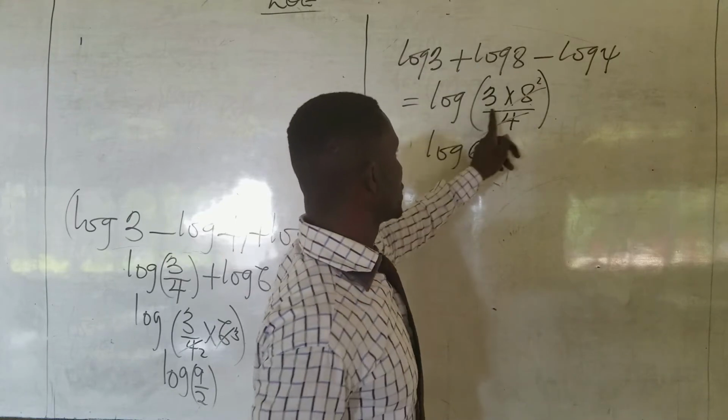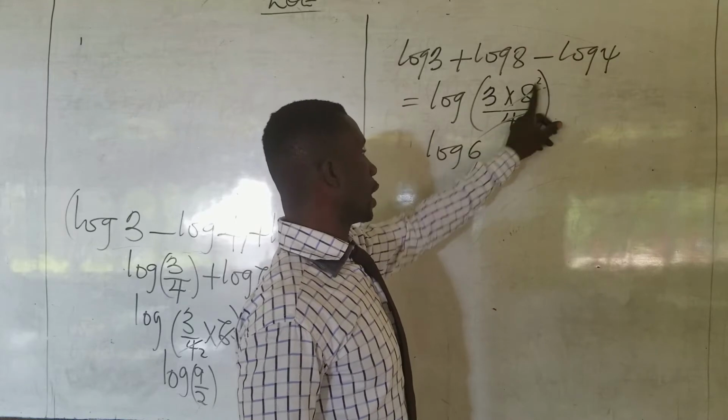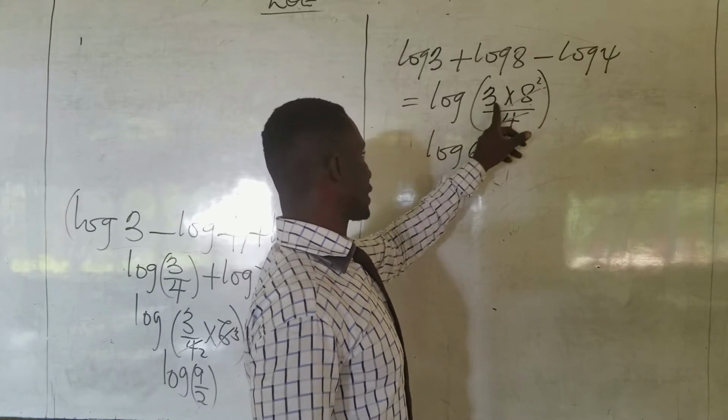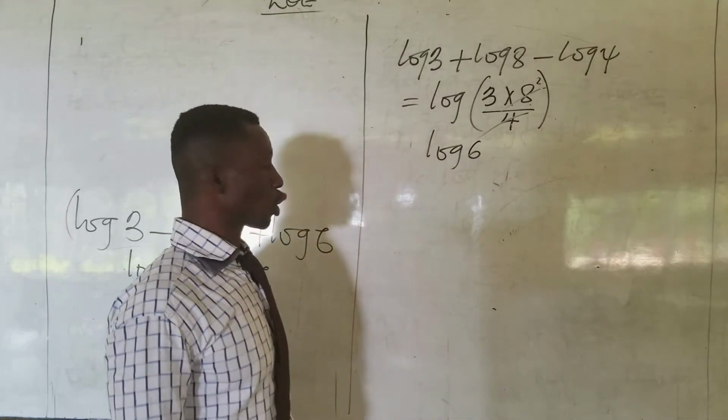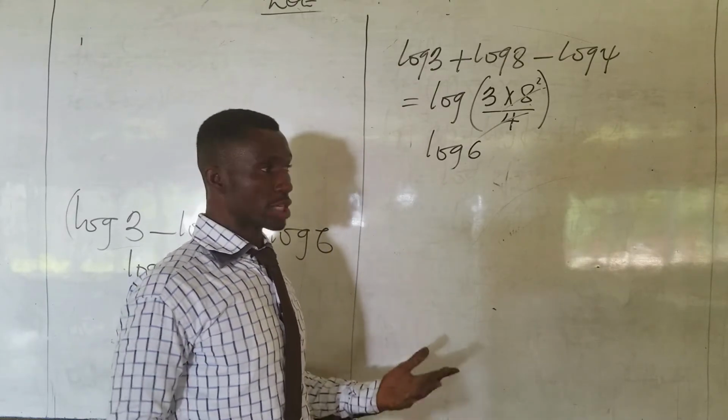So 3 times 8 divided by 4. 2 goes into 4, and 2 goes into 8 four times. 2 times 3 is 6. So it gives you log 6 base 10. The base is 10. If it's not written, you should know this is the common logarithm.